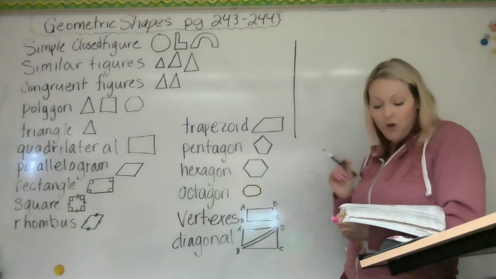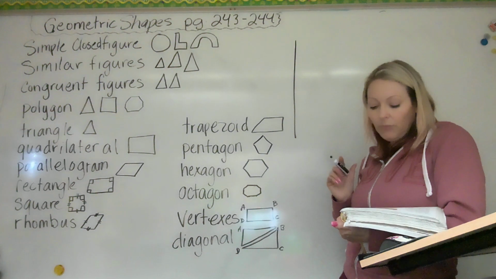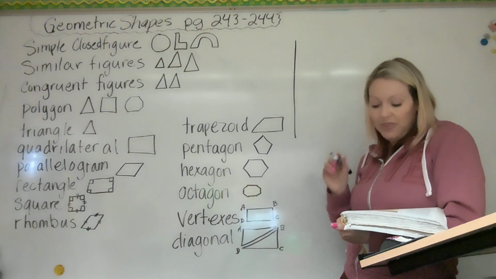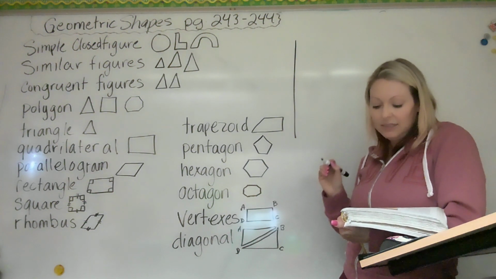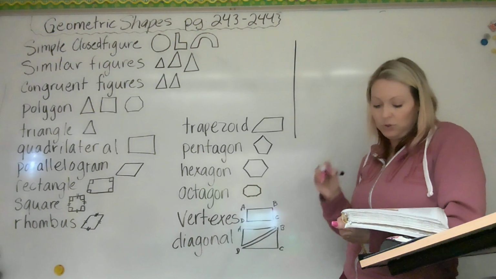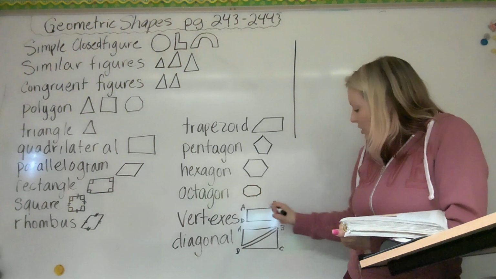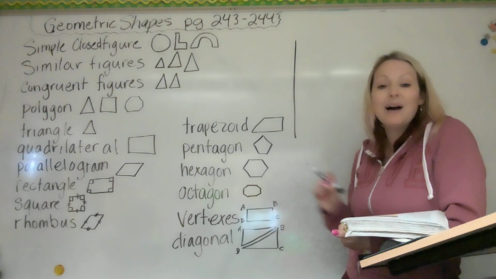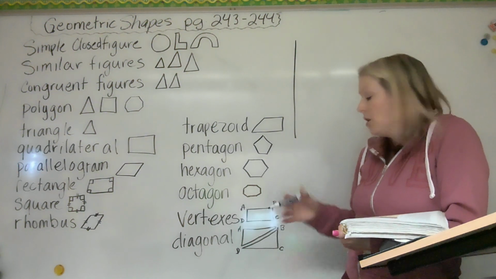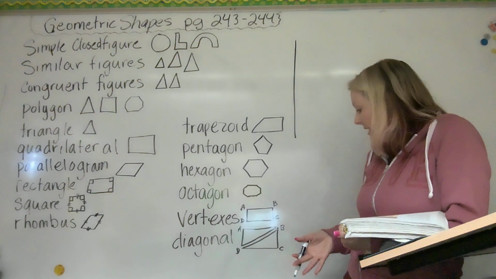Okay, then we have our vertexes. Now, our vertexes, that's the points where the sides of the polygon meet. Those are called the vertexes, okay? So each point would be labeled by a letter, okay? They usually go A, B, C, D.